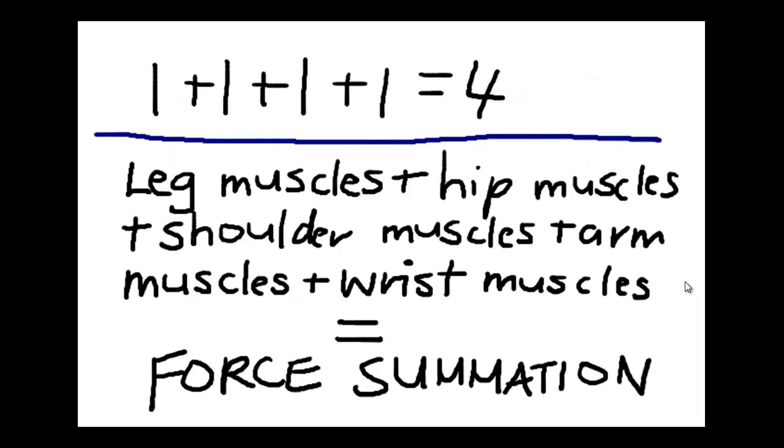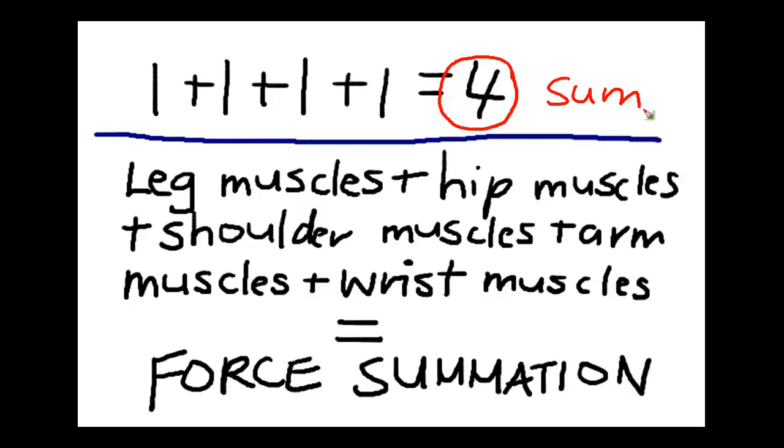So firstly, if you have a look at the sum that we have up the top there, we have 1 plus 1 plus 1 plus 1, which, as you all know, equals 4. The 4, in this maths example, is the sum. So the 4 is the sum, and 1 plus 1 plus 1 plus 1, those 4 individual ones, are the parts that make up the sum. Now, if we apply this to the principle of force summation, it's very similar.